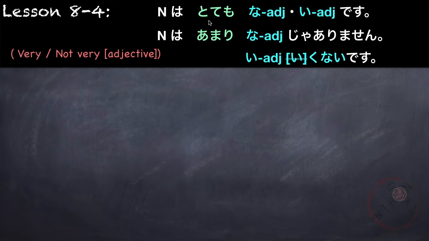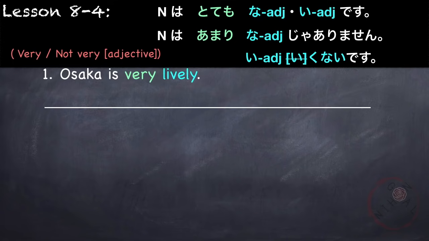は とても very and then the positive form of the adjectives. And then です. But for not very, or あまり, we use the negative form of the adjectives, じゃありません or くないです. For example, Osaka is very lively.